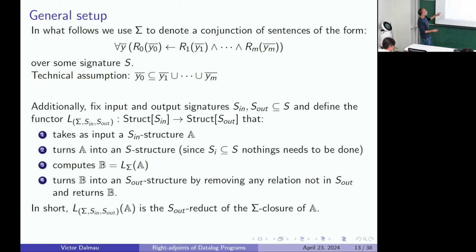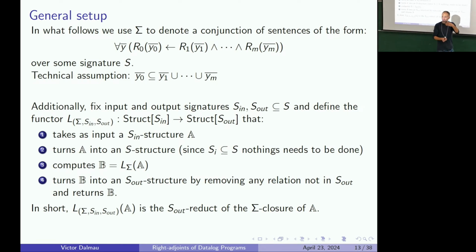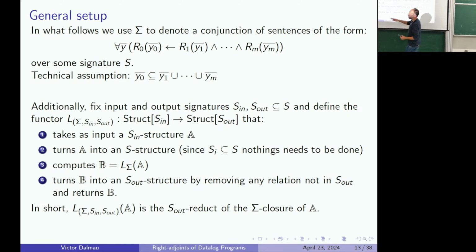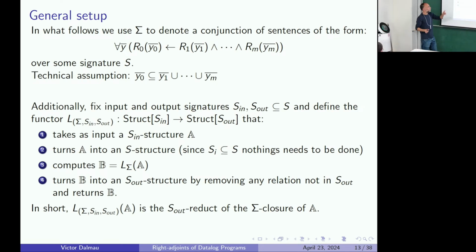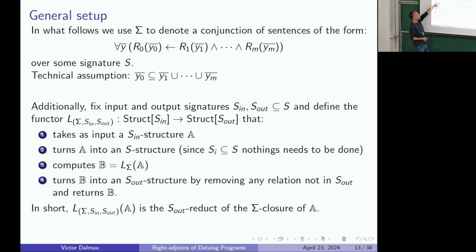So what we'll do additionally, S is the signature we use in all expressions, and now I select some of the symbols and I put them in the input signature. So I define the input signature to have only these symbols, and I select some of the symbols and put them in the output signature. Now I construct my function, which depends on this set of sentences sigma, the input signature and the output signature, and it goes as you expect. The input is a structure over the input signature. The input signature is a subset of S, right? So you can see this structure as a structure over signature S.